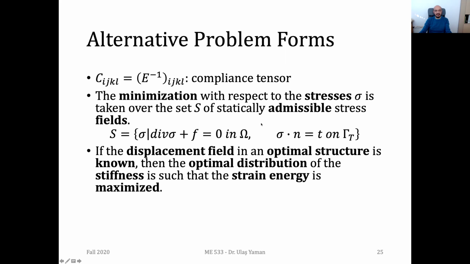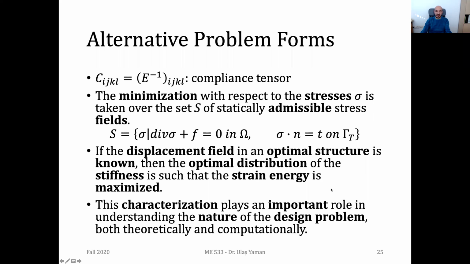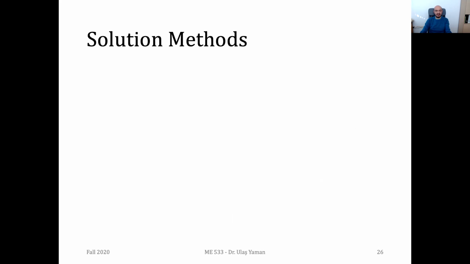And if the field is known in this optimized structure, then you can have an optimal distribution of the stiffness so that your strain energy is this time maximized. And this is very important. In the design problem, if you come up with such a case, then you need to distribute the material and have strain energy maximized.